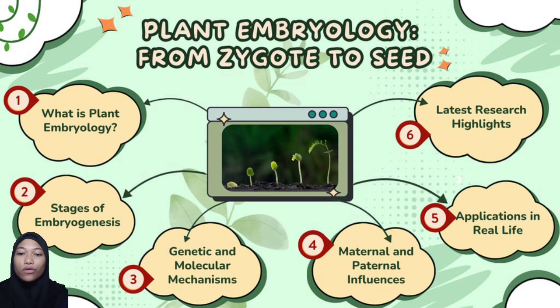Today, I'm going to talk about plant embryology from zygote to seed. This topic is all about how a plant embryo develops from a single cell after fertilization all the way to a fully formed seed. This process is fascinating and has many important applications, especially in agriculture and biotechnology.